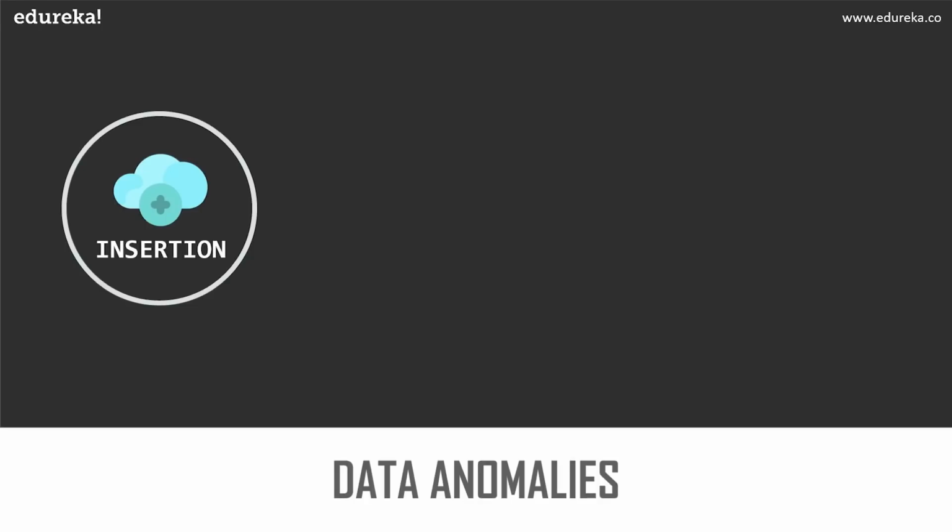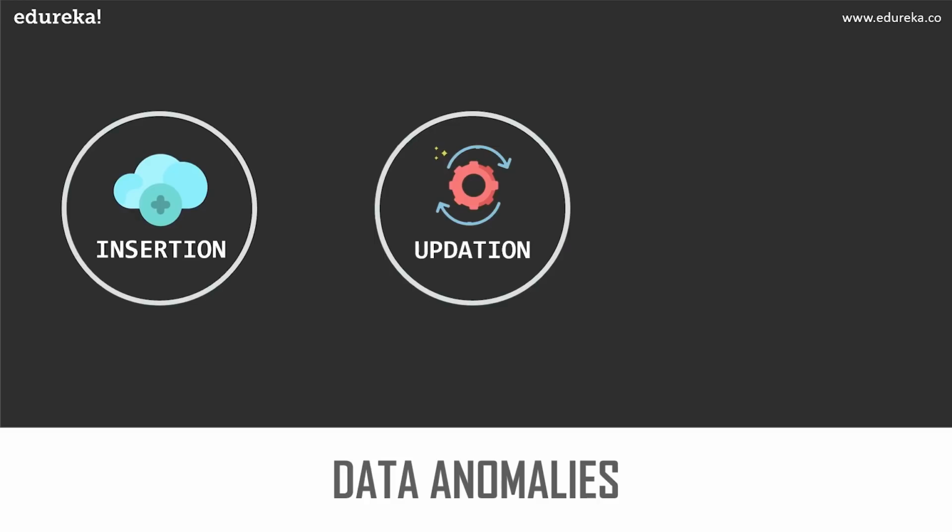The next one is update anomaly. What if Mr. Rakshit leaves the company or is no longer the head of the marketing department? In that case, all the employee records will have to be updated. And if by mistake we miss any record, it will lead to data inconsistency. This is nothing but update anomaly.